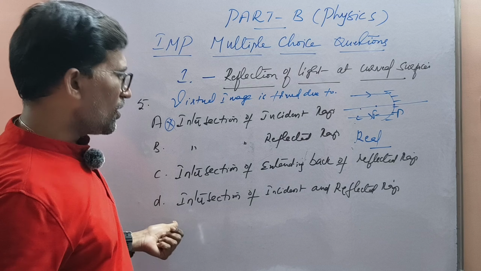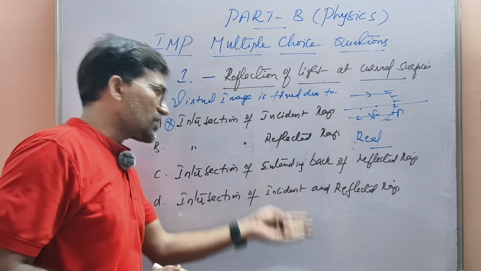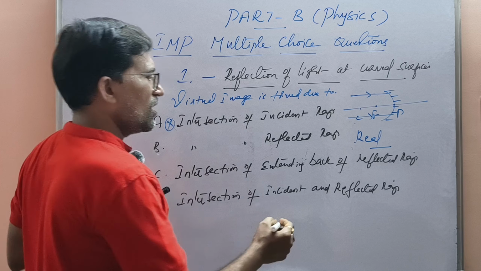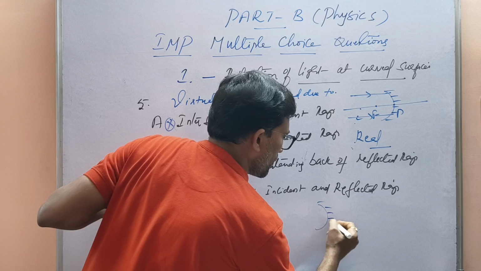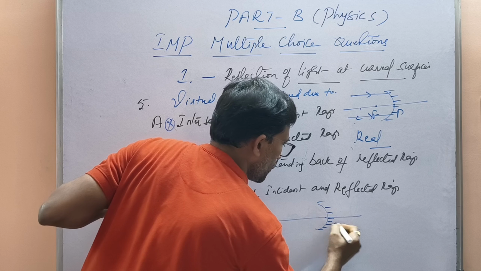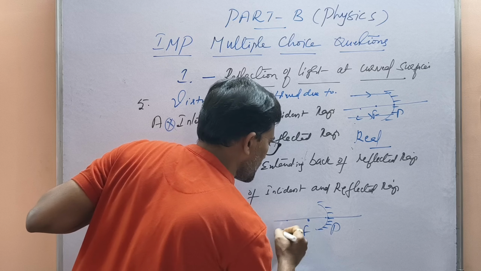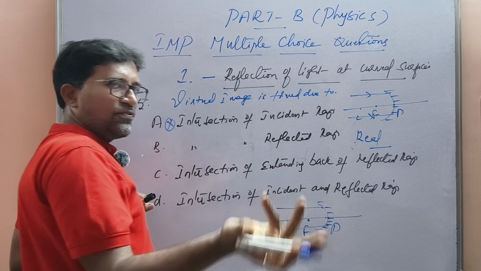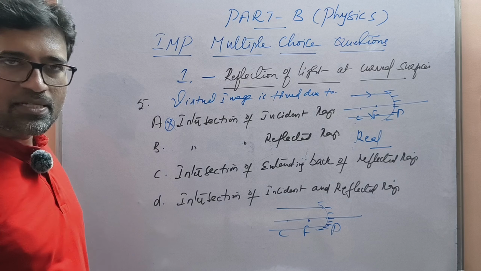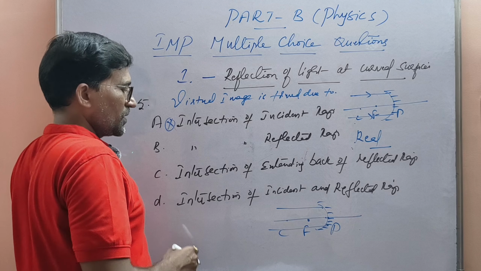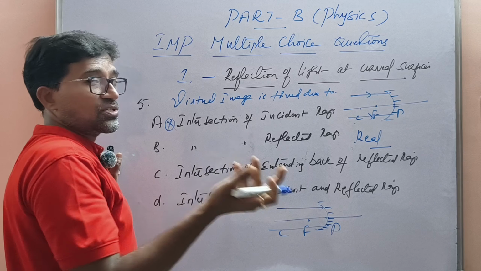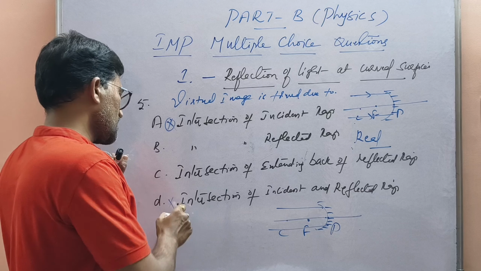Next is option D, intersection of incident and reflected rays. It is highly impossible. This is a concave mirror, this is the pole of the mirror, this is the focus and this is the center of curvature. How would incident rays and reflected rays intersect? It never happens like that. Reflected rays' intersection may happen, but incident rays' intersection never happens. So option D is also wrong.